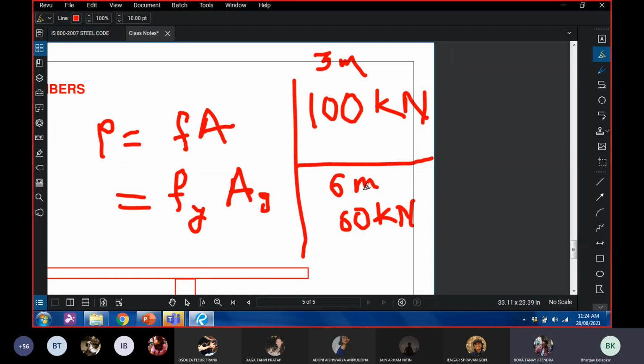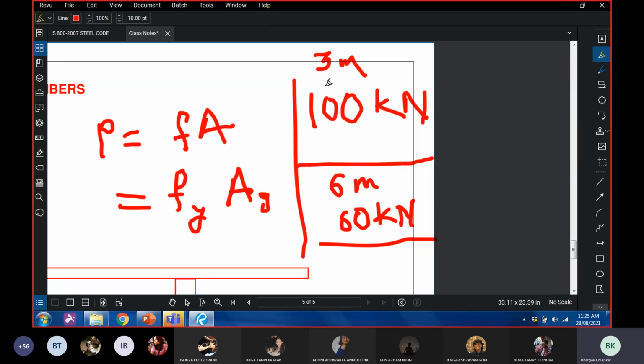The 60 kilonewton happens because of other factors and not because of squashing. Suppose the 3 meter column was failing because of squashing. The 6 meter column won't fail by squashing, but probably because of some other failure. We are going to look at the third type of failure, and it is likely that it will fail by buckling.